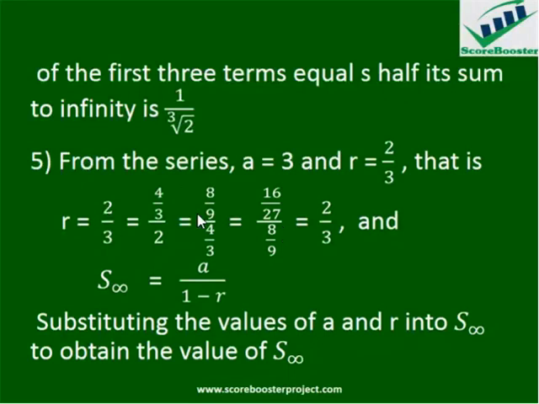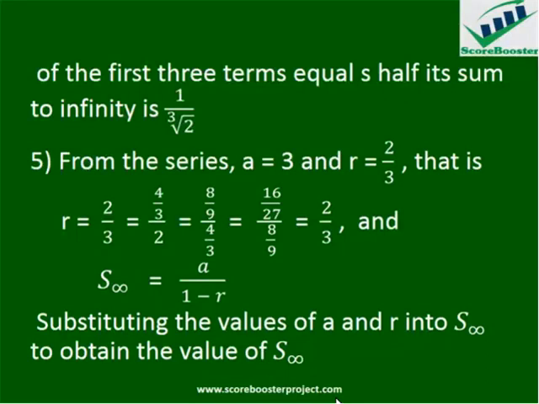If each of this is evaluated, we have the value 2 over 3. Therefore, the common ratio of that particular geometric series is 2 over 3. Now, we have the parameters to obtain the sum to infinity of that particular geometric progression, and the formula for sum to infinity equals a over 1 minus r.